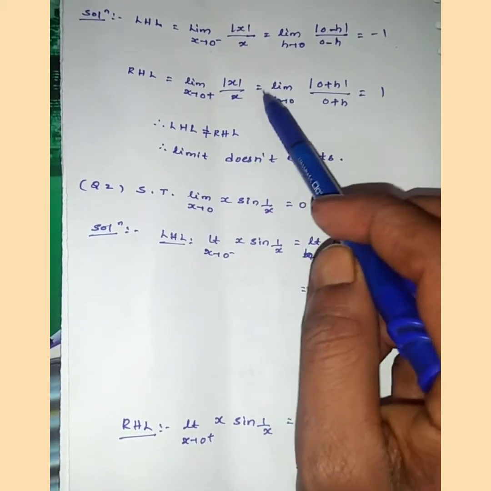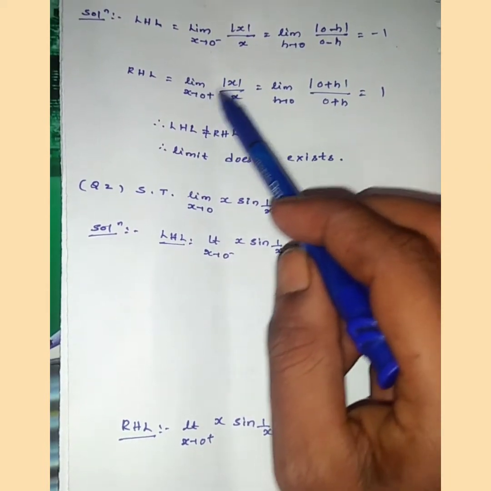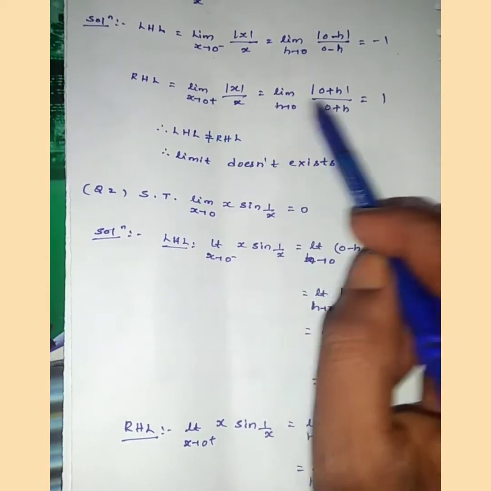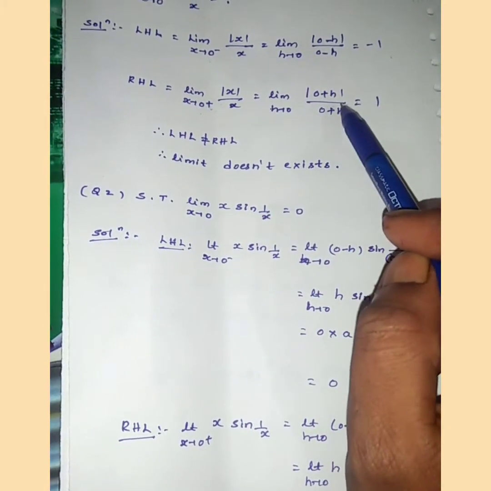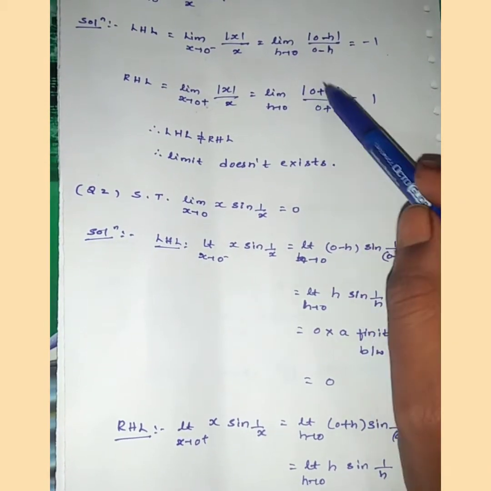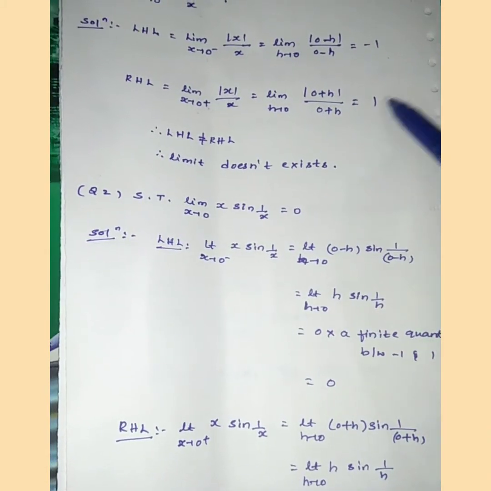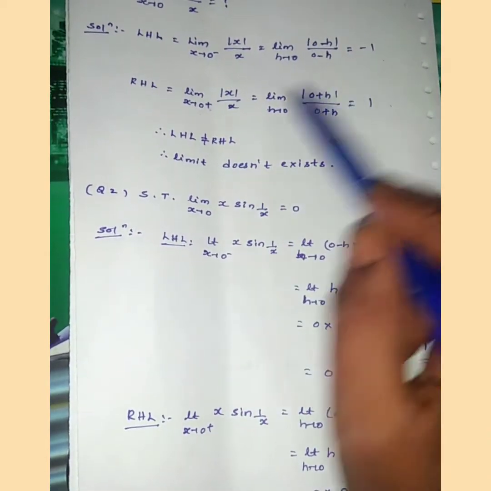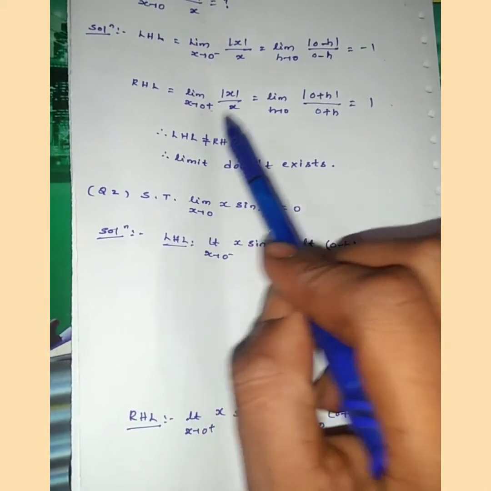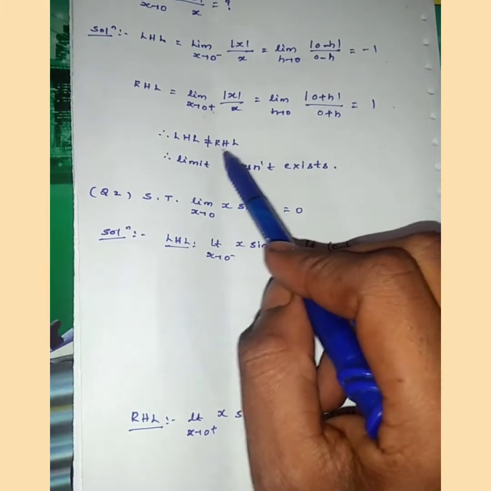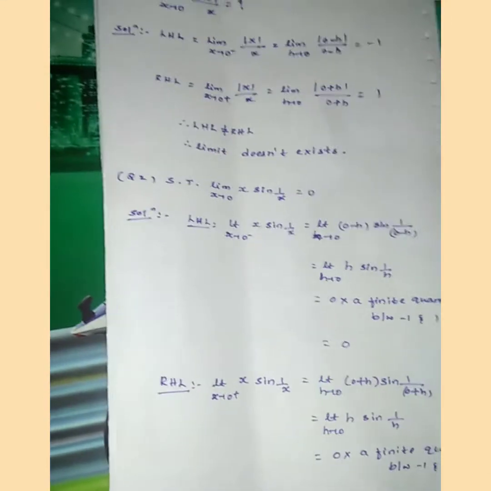and right hand limit is equal to limit x tends to 0 plus of mod x by x, equal to limit h tends to 0. In place of x we replace 0 plus h, mod of 0 plus h by 0 plus h, we get limit as 1. Now we see that the limits are not equal, therefore left hand limit is not equal to right hand limit, therefore limit does not exist.